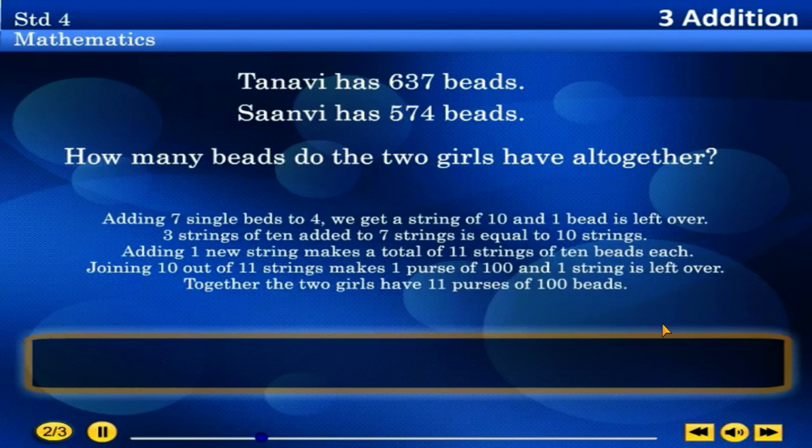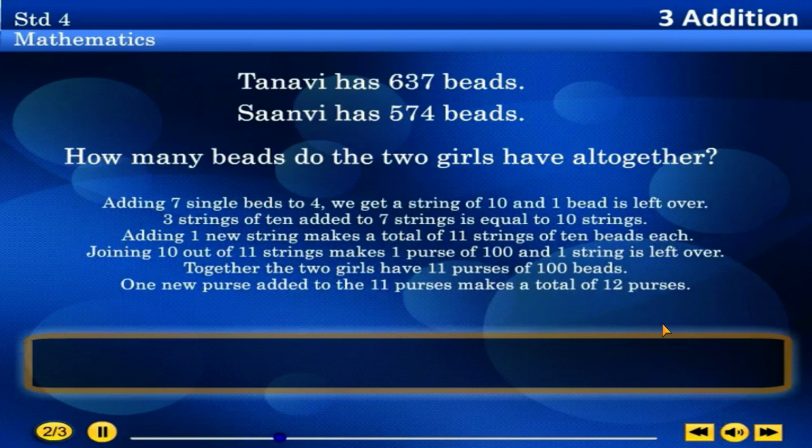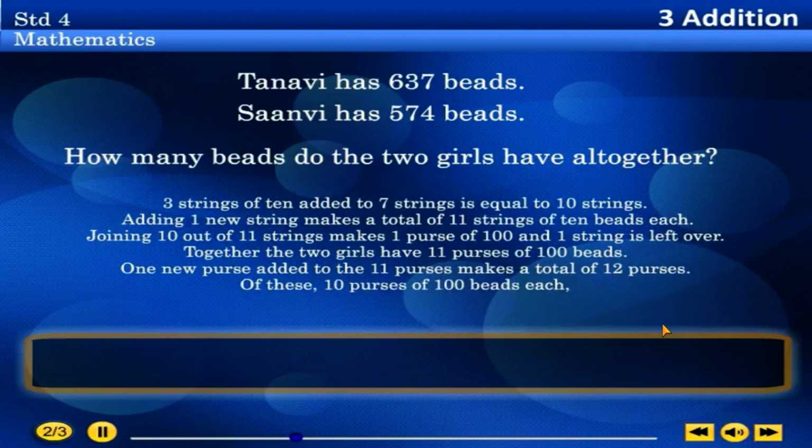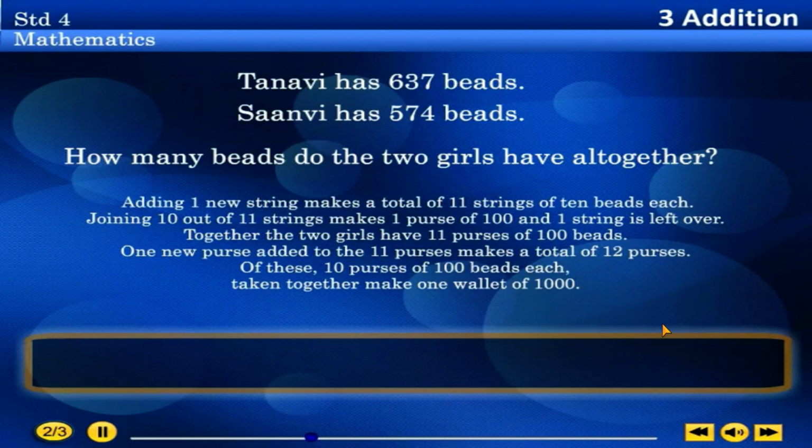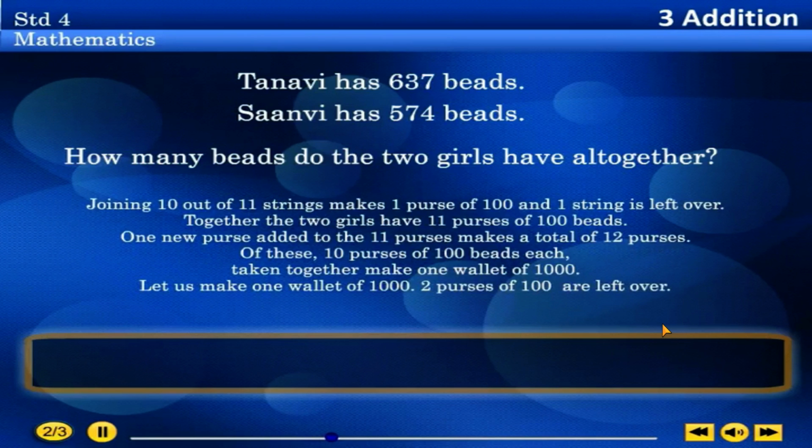Together the two girls have 11 purses of 100 beads. 1 new purse added to the 11 purses makes a total of 12 purses. Of these, 10 purses of 100 beads each, taken together, make 1 wallet of 1,000. Let us make 1 wallet of 1,000. 2 purses of 100 are left over.